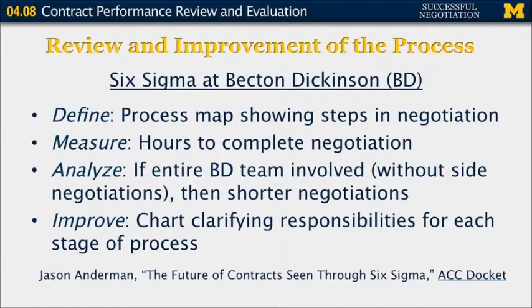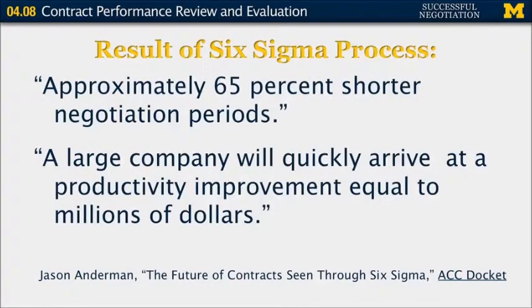And what they discovered in the analysis is that if the entire Becton Dickinson team was involved, then the negotiations were shorter. The problem was the members of the team were working on side negotiations along the way that delayed the process. And then finally, they did some improvements. They charted responsibilities for each stage of the process. And the results were fairly dramatic. They reduced negotiation periods by about 65%, and they concluded that a large company like this could quickly arrive at productivity improvement equal to millions of dollars.